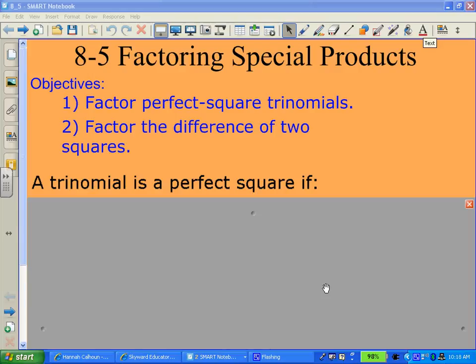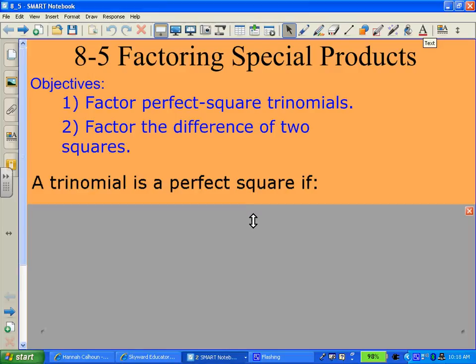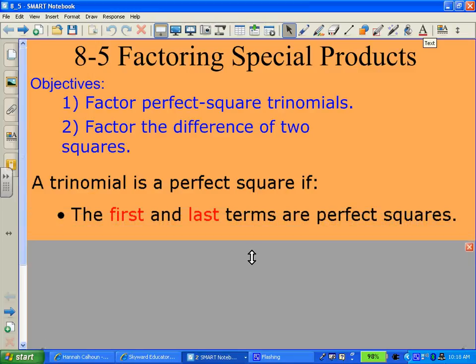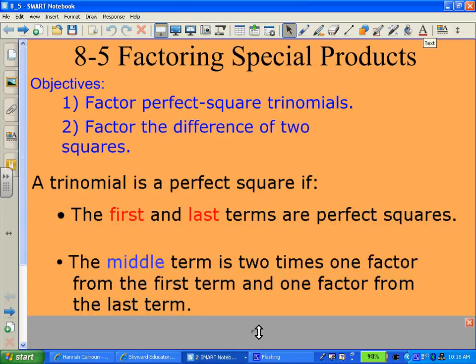Although when we talk about the difference of two squares, that is actually a very useful shortcut that you'll want to use. But this first one here, the perfect square trinomials, if you didn't recognize the perfect square trinomial, you could still factor it exactly the same way that we've talked about before.